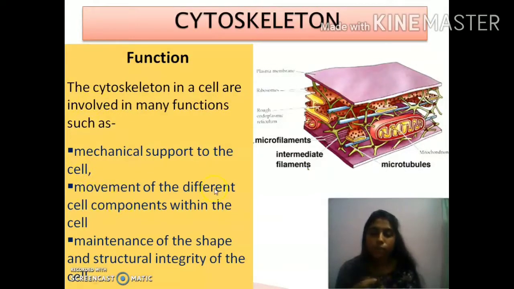Then it helps in the movement of different types of cell components and structures within the cell. Within the cell, the different types of cell organelles are seen to move from one place to another, and this is done with the help of the cytoskeleton. Also, the cytoskeleton helps to maintain the proper shape and structural integrity of the cell. So this is all about the importance of cytoskeleton within the cell. I hope you have understood the concept of cytoskeleton. It is nothing but the structural network which provides structure, proper shape and support to the cell. Clear?